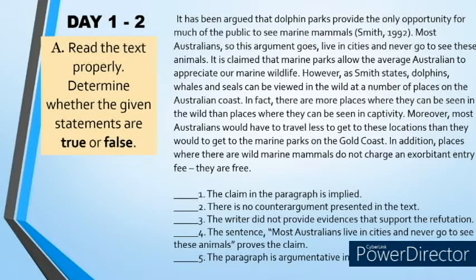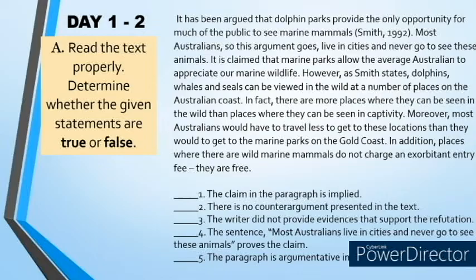However, as Smith states, dolphins, whales, and seals can be viewed in the wild at a number of places on the Australian coast. In fact, there are more places where they can be seen in the wild than places where they can be seen in captivity. Moreover, most Australians would have to travel less to get to these locations than they would to get to the marine parks on the Gold Coast. In addition, places where there are wild marine mammals do not charge an exorbitant entry. They are free.